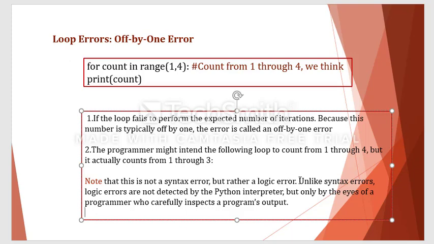Okay, so see this. Unlike syntax errors, logical errors are not detected by the Python interpreter, but only by the eyes of a programmer who carefully inspects a program's output. So here what you need to do is, if you want to print 4 also, you simply change this 4 to 5. According to your program, you thought that 1, 2, 3, 4 should be printed on the screen. So if at all you want to do that, you simply change that 4 to 5.